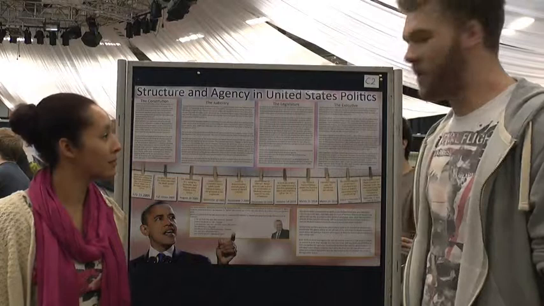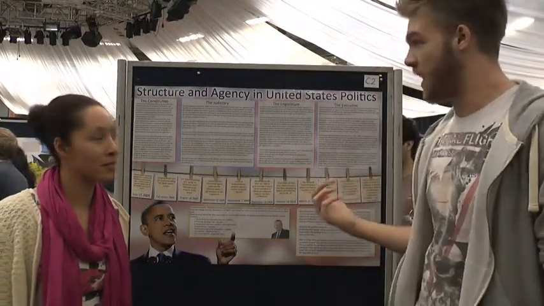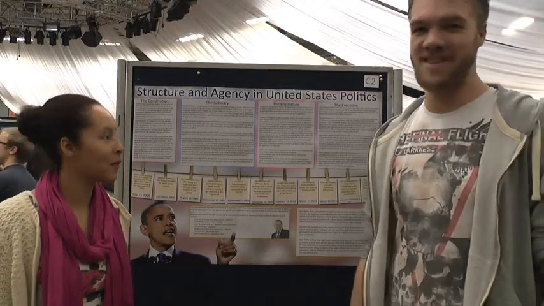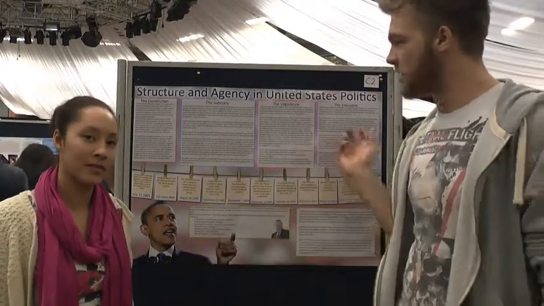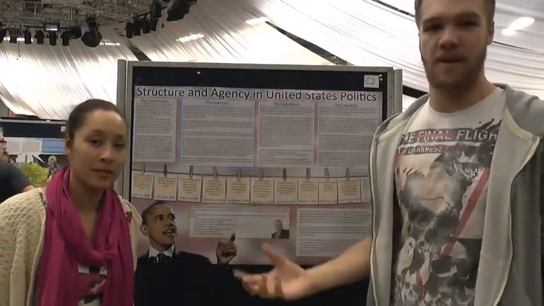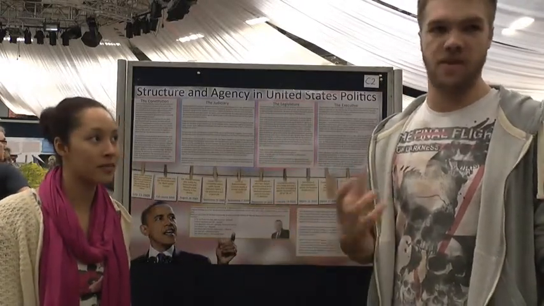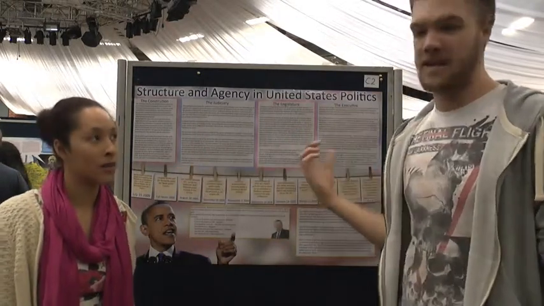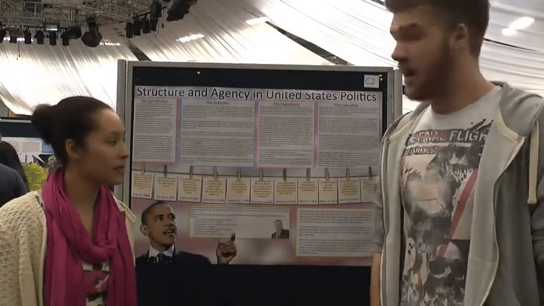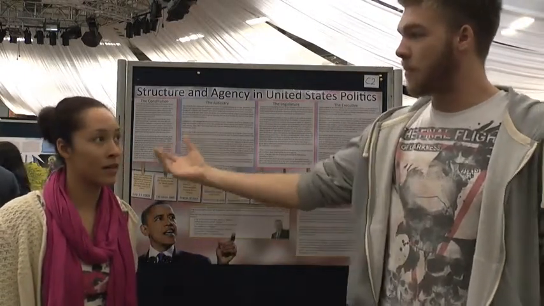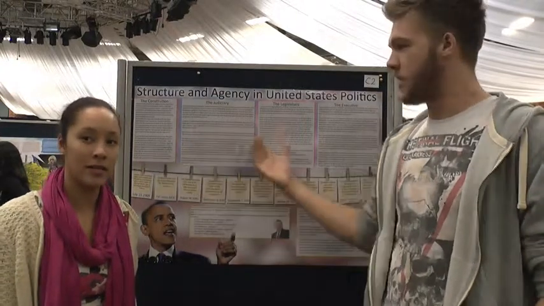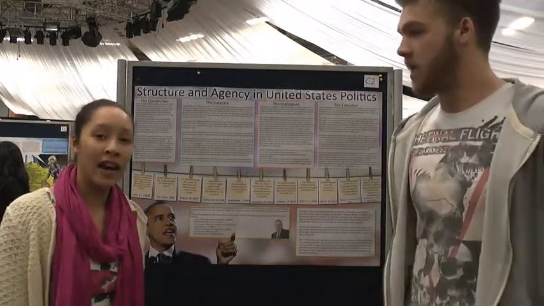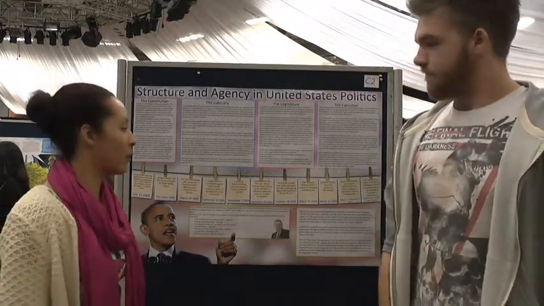Okay, well, the main point of our poster is, as you can tell from the title, a discussion of structure and agency within United States politics. And we've gone for the four main branches of government and explained how they relate to the structure and agency debate. So the Constitution, the judiciary, the legislature, and the executive being the office of the president. And slowly becoming less from a structural viewpoint to more of an agential kind of power.